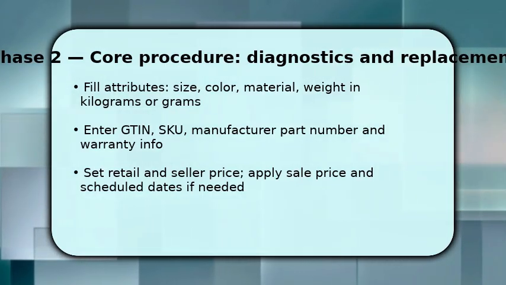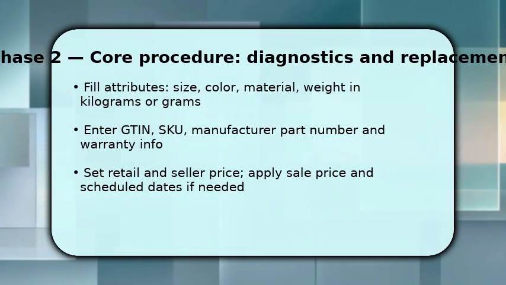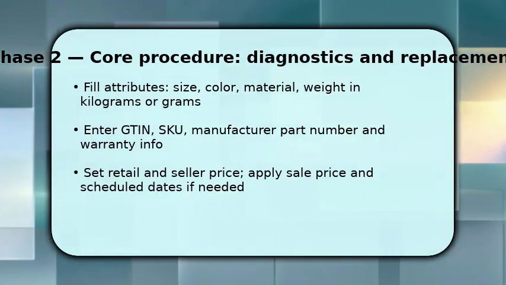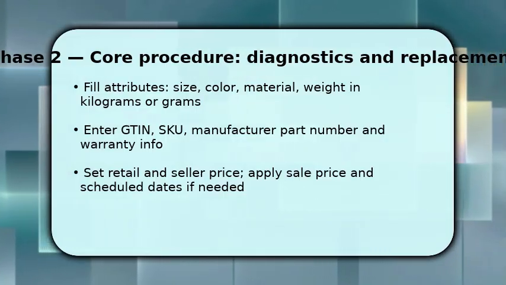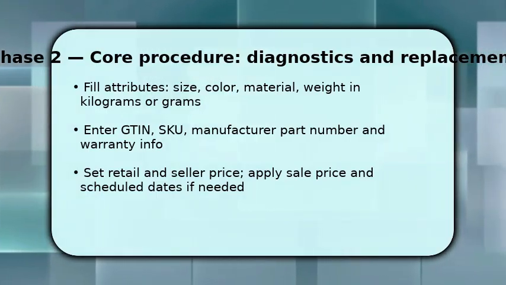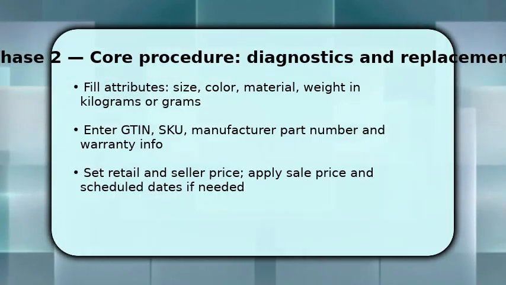Then add identifiers, GTIN or IAN plus your SKU. This prevents duplicates and links catalog matches. After that, set price, including tax and any promotional schedule, since final price affects buy box eligibility. Once all fields validate, preview product detail page to confirm descriptions and bullets render correctly.